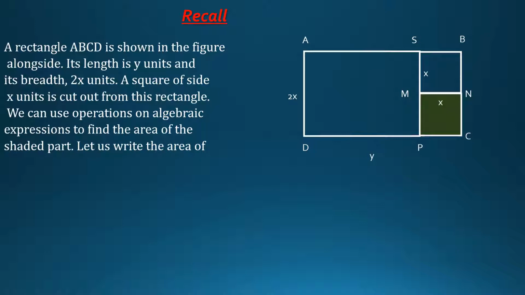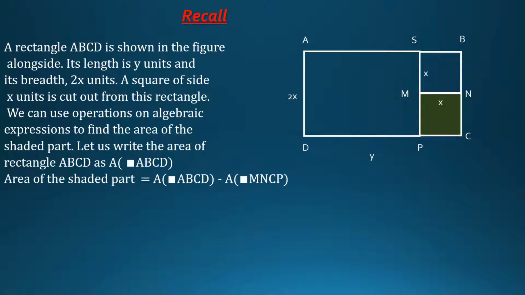Let us write the area of the shaded part. Area of shaded part is equal to area of rectangle ABCD minus area of square ANCP, which is equal to 2xy minus x square.